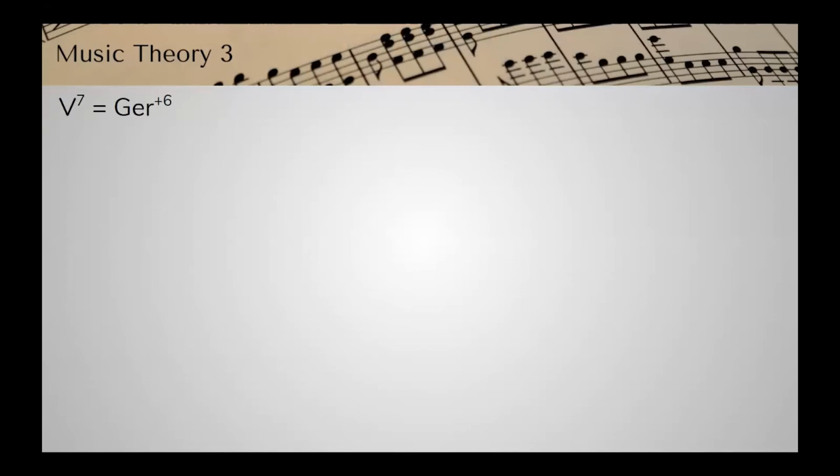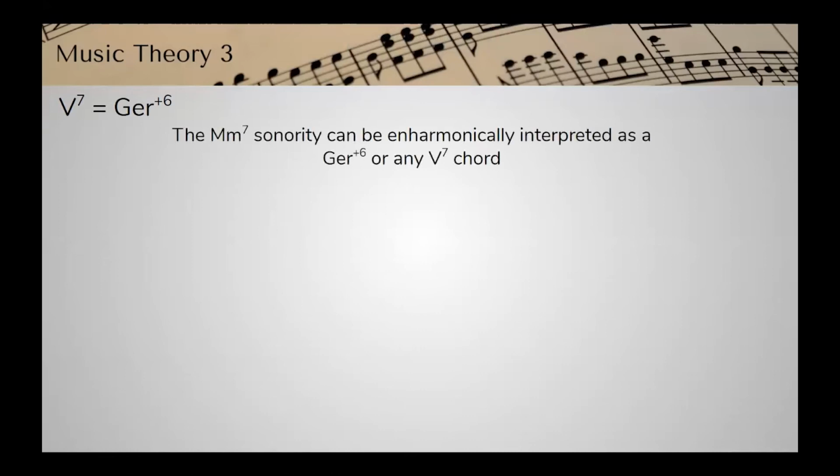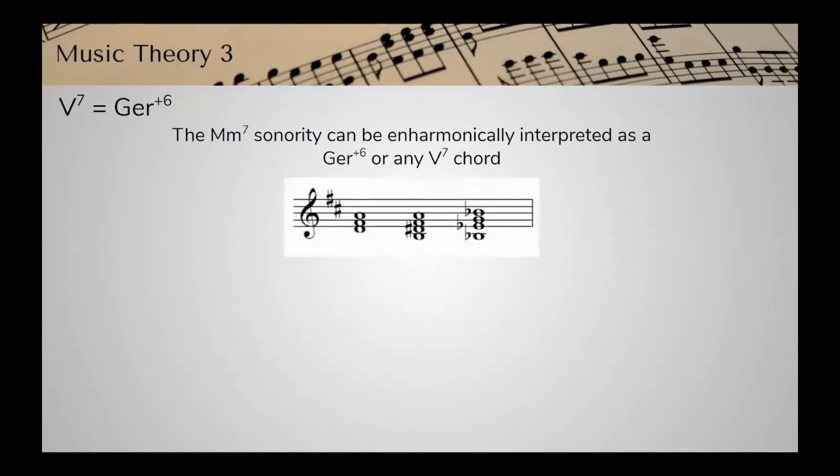So let's talk a little bit more about the dominant 7th being reinterpreted as a German augmented 6th chord. So this major minor 7 sonority can be enharmonically interpreted as either a German augmented 6 or any 5/7 chord. So it could be the dominant of the key, but it could also be a secondary dominant. It doesn't really matter. It can be interpreted as any 5/7 chord. So here's an example of how this works with a 5/7 that's not necessarily the dominant of any key.